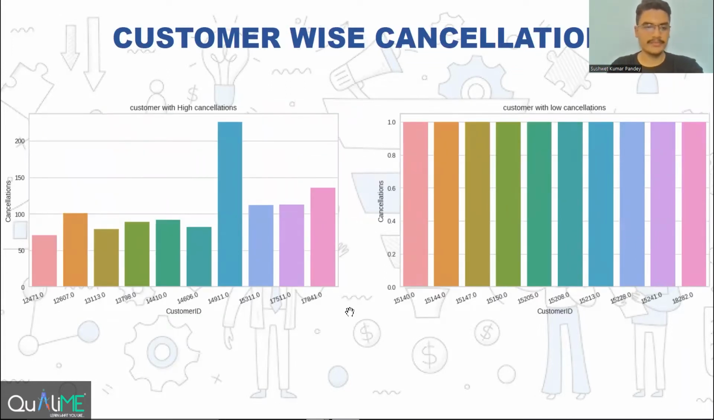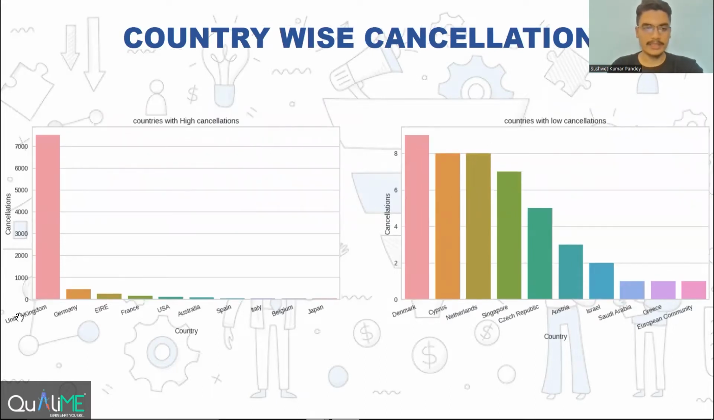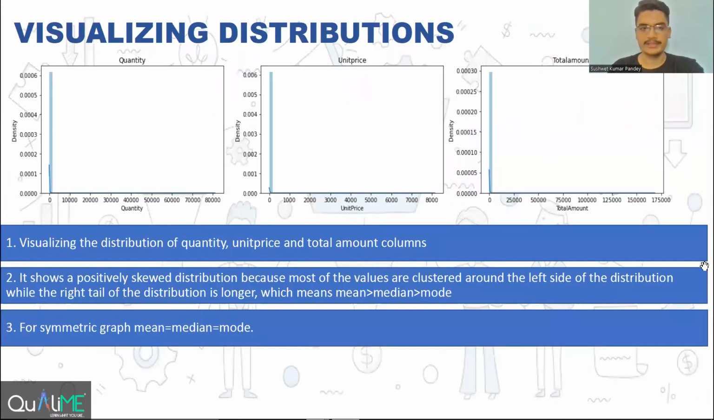These are the customers which made the highest number of cancellations, and these customers made less, actually one cancellation only. And these are the countries where most of the cancellations are from. So again, UK has highest number of cancellations. That is because it has the highest number of orders as well. And these are the bottom 10 countries. So these countries have very less cancellations.